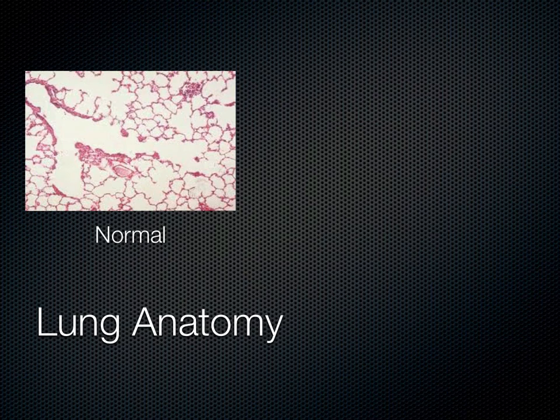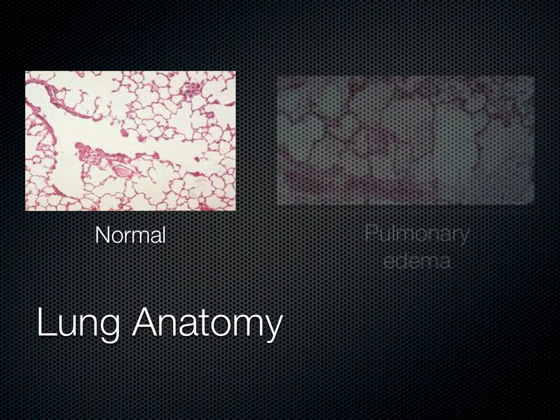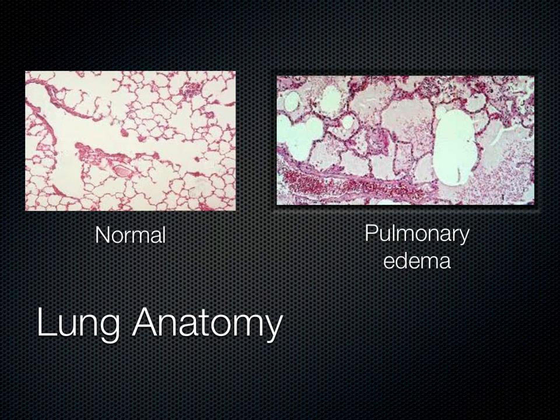The normal lung has alveolar sacs connecting with the bronchioles, and these are thin-walled. In pulmonary edema, you can see that the walls of these alveolar sacs are distended with fluid, as well as the sacs themselves are filled with fluid. This is represented on ultrasound by artifacts that will reflect the increased lung water.